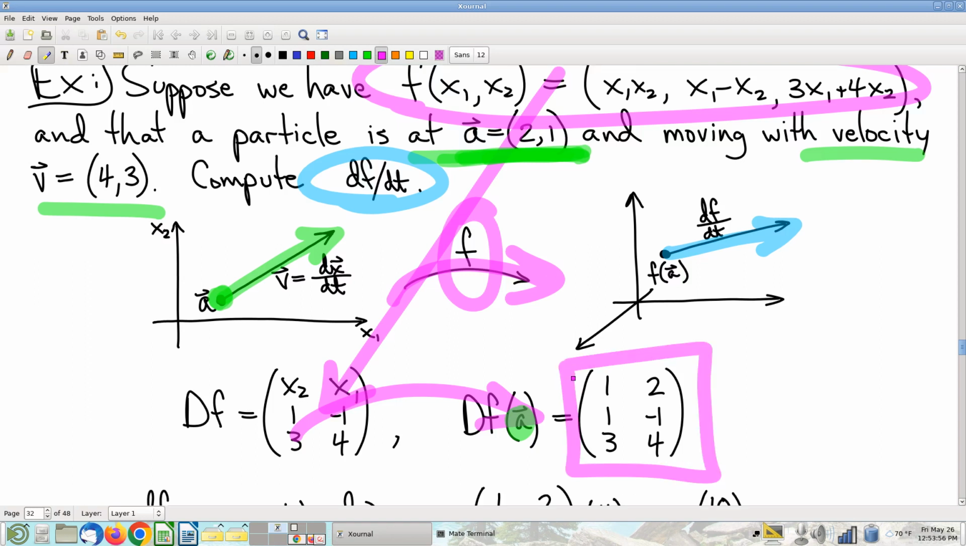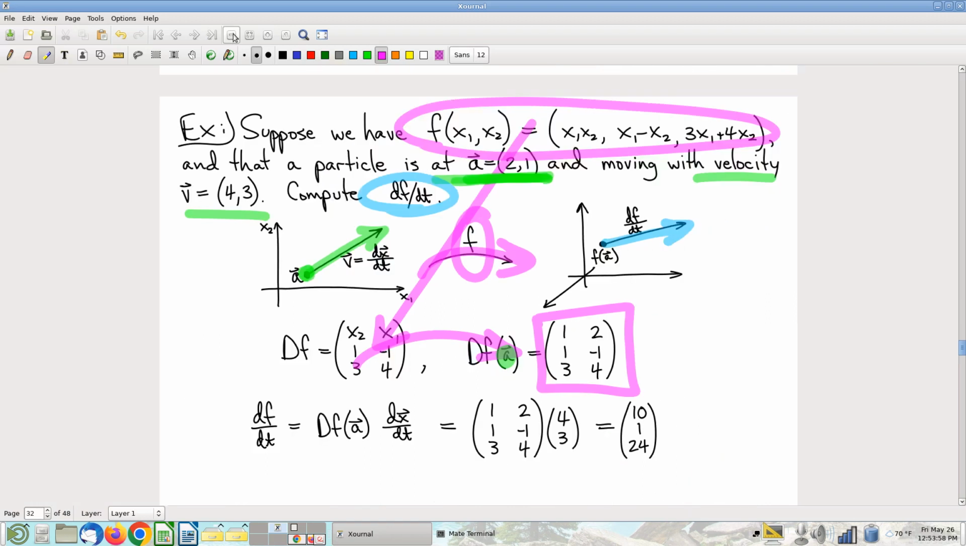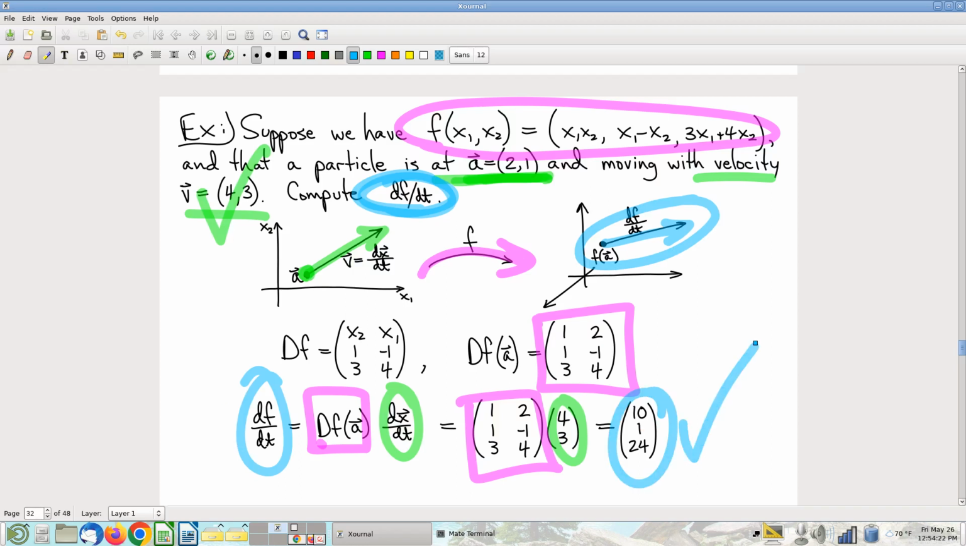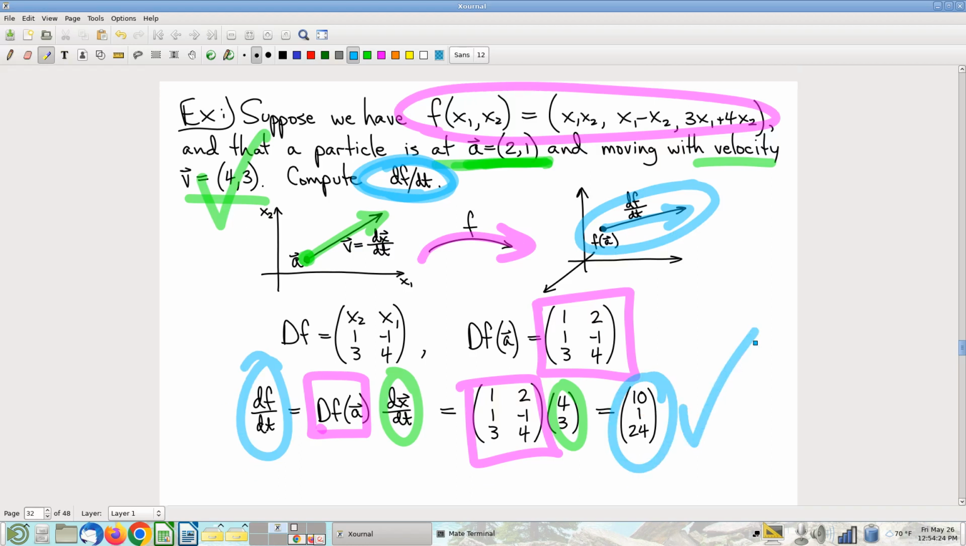And then exactly as in some sense we already sort of knew would happen, this matrix is what you multiply by the input velocity (4, -3) to get the output velocity df/dt that we wanted. So there it is. A little bit of arithmetic in the final computation.